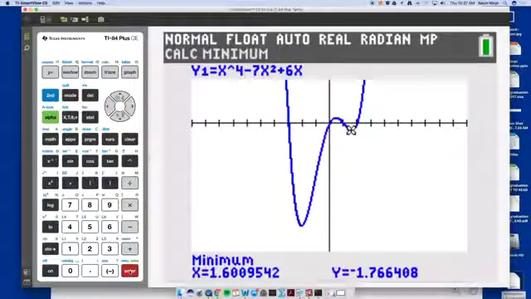And now you write it down again. We have another local min of y equals negative 1.766 at x equals 1.600. If you truncate, it's 600. If you round, it's 601. Do you need to put both of those zeros in your answer for 3 decimals? Or can you just put 1.6? You actually need the zeros.